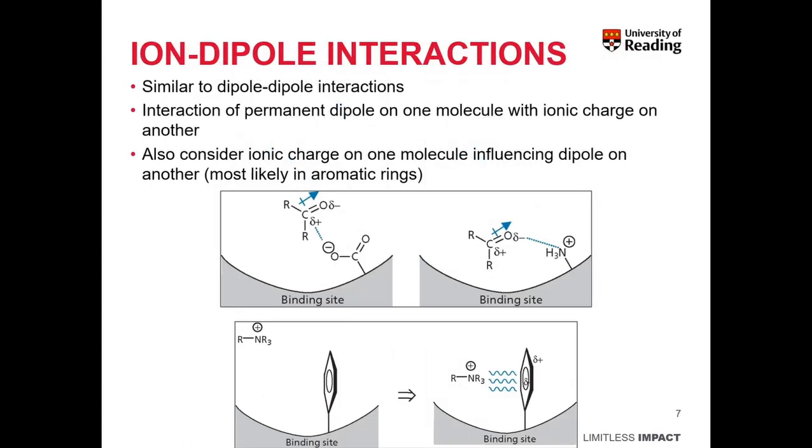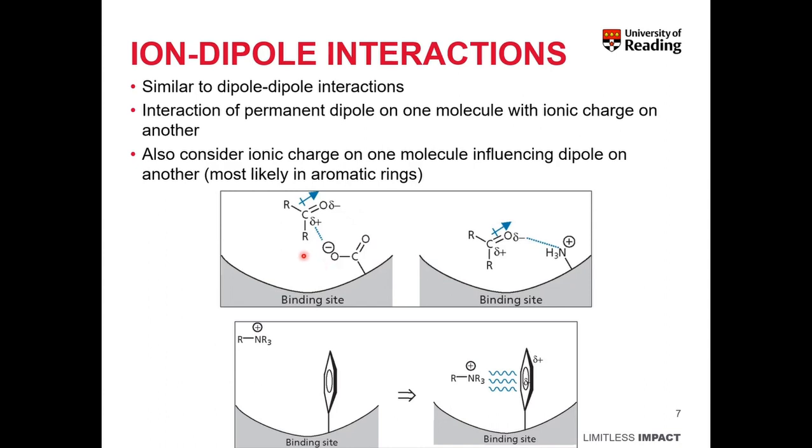Now, the last binding mode we're going to look at is an ion-dipole interaction. You can think of this as similar to dipole-dipole interaction. So this is where we have, on one molecule, a permanent dipole, such as this molecule here, containing a carbonyl group. This has a permanent dipole, as indicated by this arrow. And we have a second group that has an ionic charge. So, for example, this group here, which is a deprotonated carboxylic acid group.